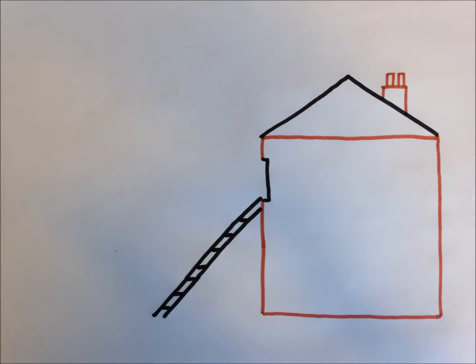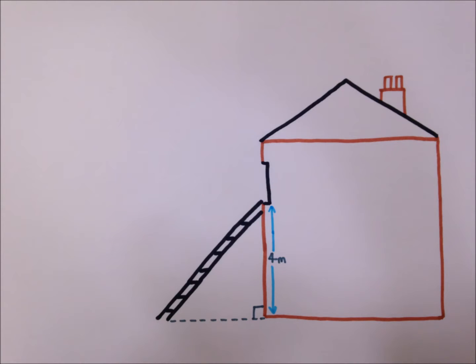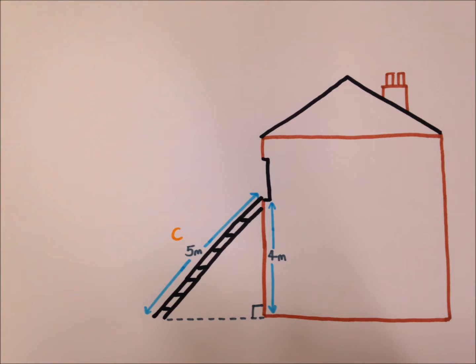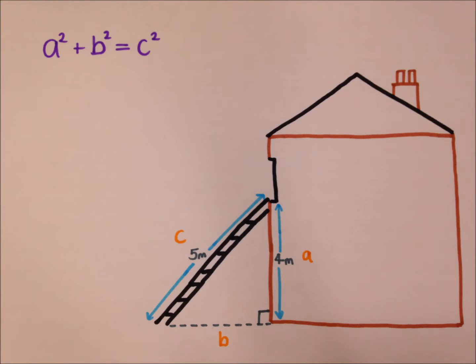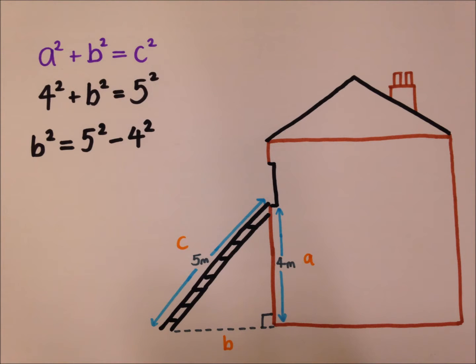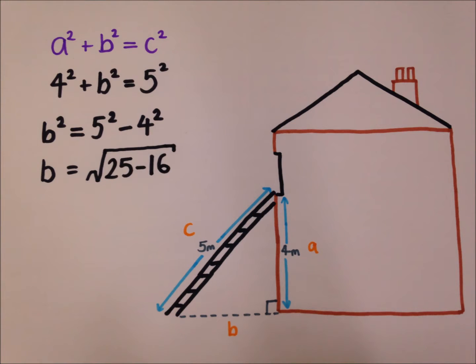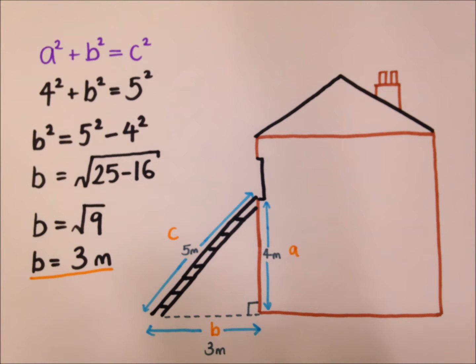The ladder up against the house makes a right-angled triangle. The window is 4 meters high and the ladder the firemen have is 5 meters long. So we know that C, the hypotenuse of the triangle, is length 5 meters and the other side, call that A, is 4 meters. Using Pythagoras' theorem to find the missing length of the triangle B, we get 5 squared is equal to 4 squared plus B squared. Rearranging this, we get 5 squared minus 4 squared equals B squared. So B equals the square root of 25 minus 16, which is root 9, which is 3. So the ladder must be 3 meters away from the house.